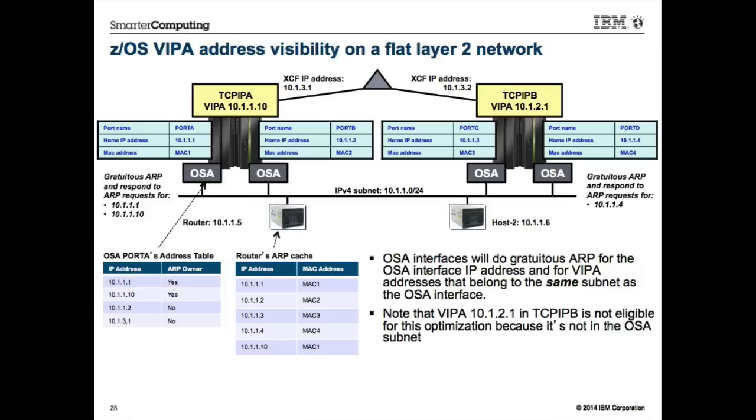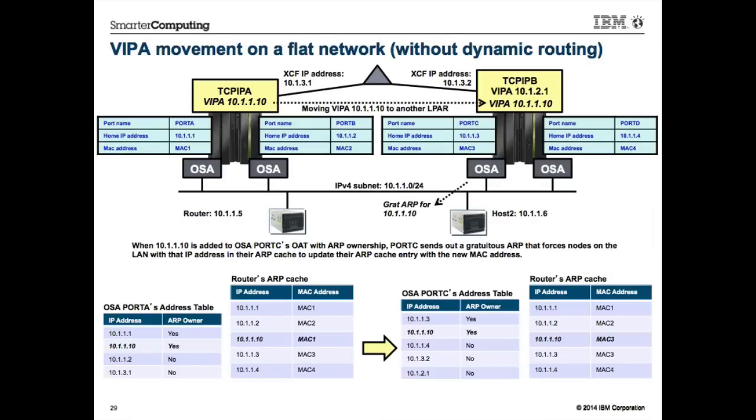So this is a pretty nice feature of z/OS combined with OSA, this kind of ARPing, but it also gives some other advantages that may not be apparent. But the key is that the VIPAs have to be in the same subnet as the OSAs. On the right, the VIPA is in subnet 10.1.2. It's not in the same subnet as the OSA, so it's not eligible for this optimization. So if we go to slide 29, we'll see how this optimization gives you some resilience.